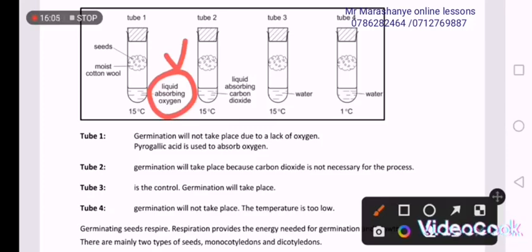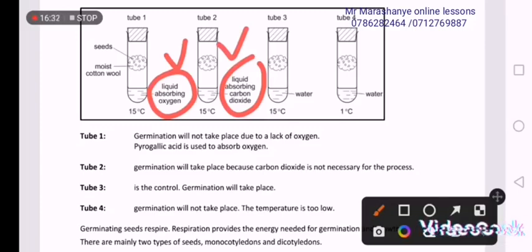In test tube number 2, germination will take place. Why? Because carbon dioxide is not necessary for the process of germination. The liquid in test tube 2 is absorbing carbon dioxide, not oxygen, which means there is an abundance of oxygen, which promotes germination through respiration. The liquid is not absorbing oxygen, it is absorbing carbon dioxide, which is not necessary for germination.